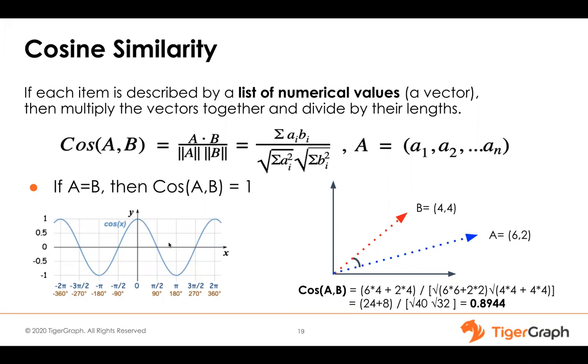And when you think of those lists of numerical values, those vectors, this way, let's say we have short vectors that are only 2 elements. So A is the vector 6, 2, and B is the vector 4, 4. And you graph them on an XY grid. And what we're doing is we're actually measuring the angle between these two. So you can see if A and B were the same, then the angle would be 0.